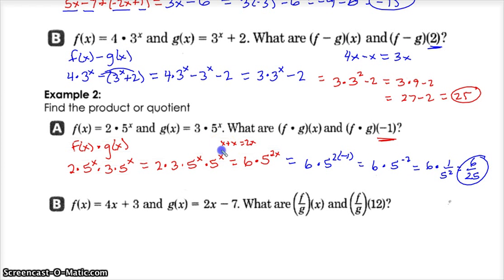I go back to this. This is the key part here, that 5 to the x times 5 to the x is equal to 5 to the 2x. I'm adding those exponents when I have the same base.